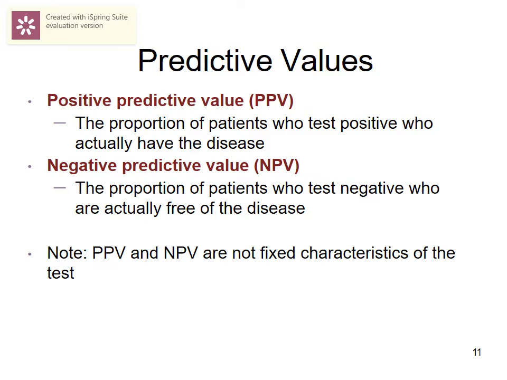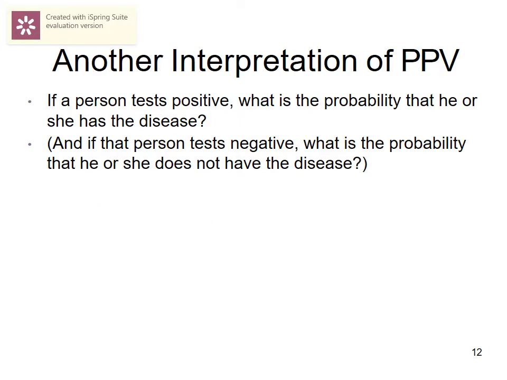So how likely is a positive test to tell us that the person who has the positive test really has the disorder? These are not fixed characteristics of the test and do depend on the prevalence of disease and incidence of disease in the community. This is positive predictive value in just a different way. So if a person tests positive, what's the probability that he or she has the disease? And of course, vice versa.